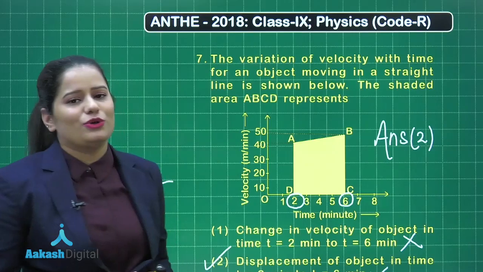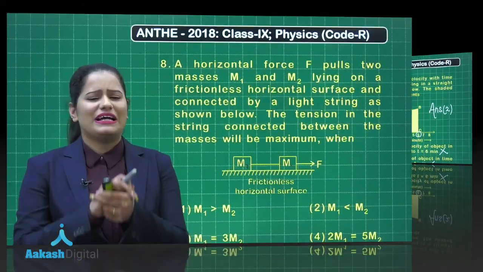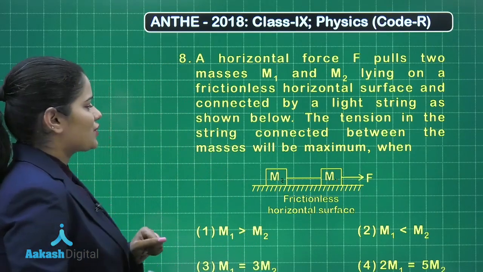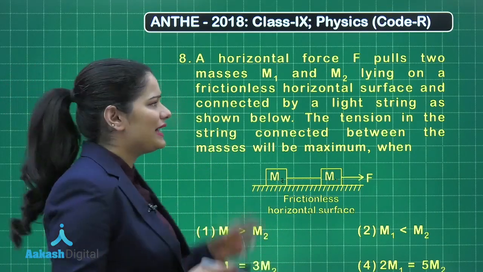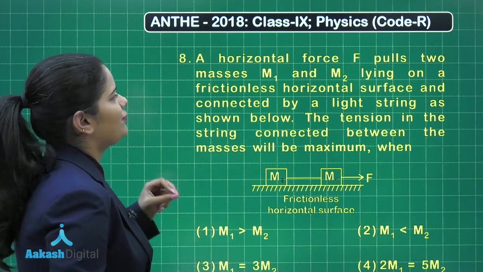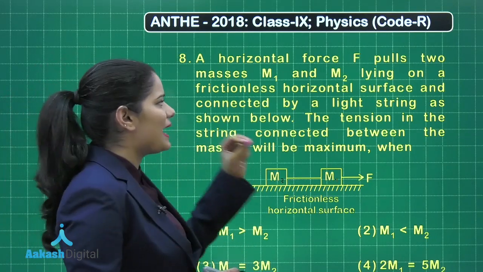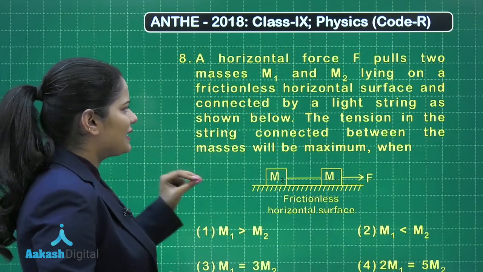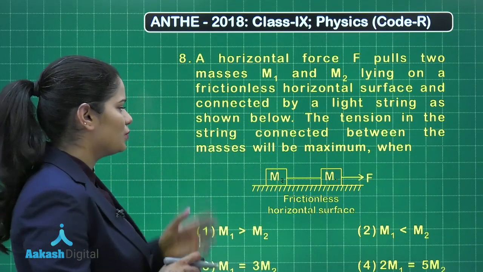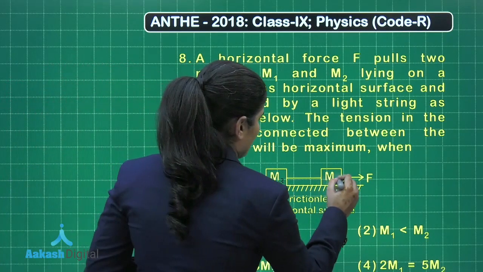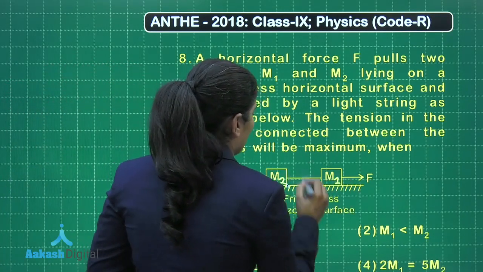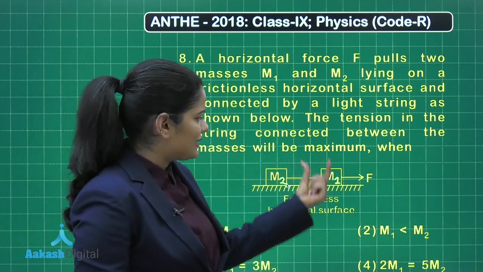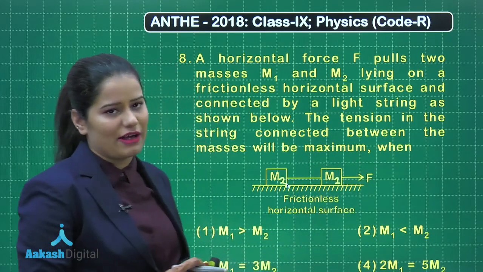Let's move on to the solution for the next question. Hey, so it's the turn to discuss the solution of question number 8. So this question is based on connected motion. Let's read out this question. A horizontal force F pulls two masses m1 and m2 lying on a frictionless horizontal surface and connected by a light string as shown below. So here you can see these two masses m1 and m2 are connected with the help of this light string, and this m1 is pulled by this force F.